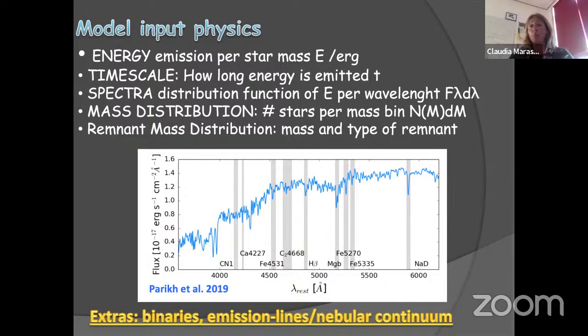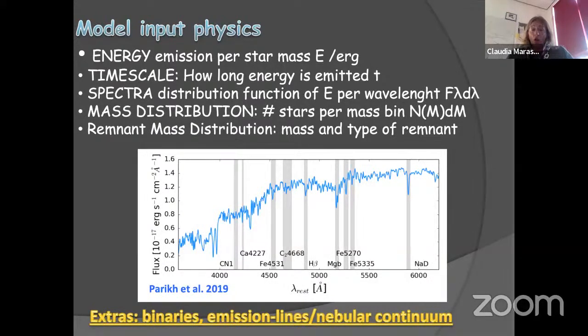Additionally, in certain types of models like mine, we also assume a distribution of remnant masses. As we know, stars live for certain time scales that are theoretically predicted, then leaving massive remnants in the form of white dwarfs, neutron stars, or black holes. And therefore, one needs to have the type of mass associated to the initial mass. And this is what I call the remnant mass distribution.